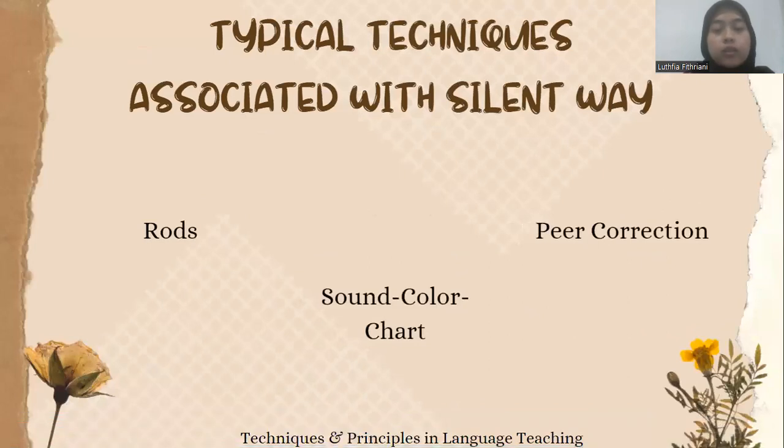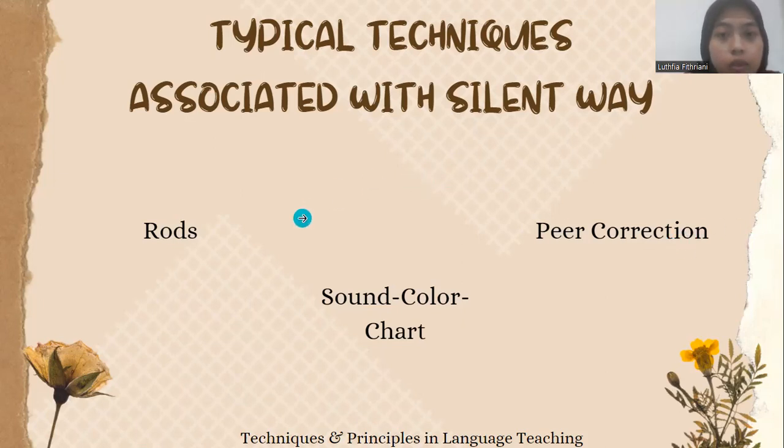Okay, after we have learned about the theoretical background of the silent way method, now we are going to learn about some techniques that we can use in the classroom when we are using the silent way method. The first is rods. Rods can be in the form of blocks or cards. They are very useful for teaching the students how to perform actions, give instructions, make requests, or, for example, we can use rods to compare size or to demonstrate prepositions.